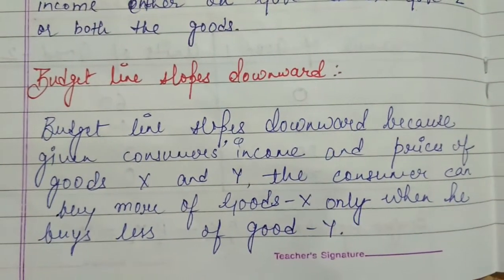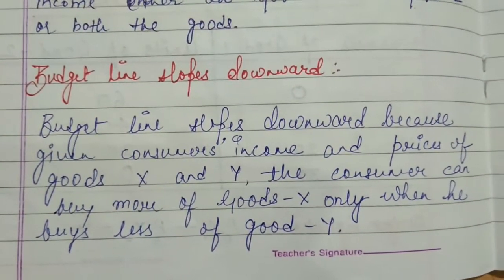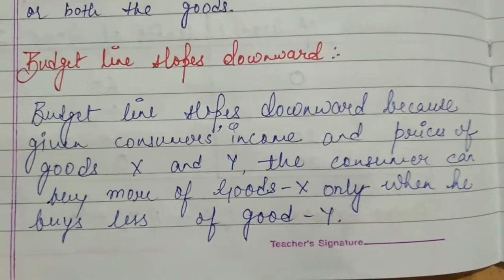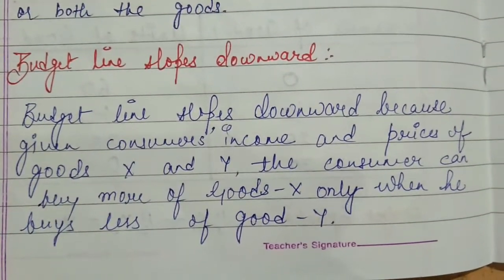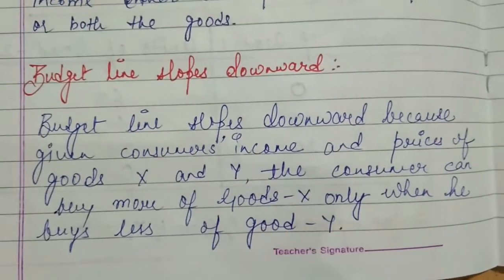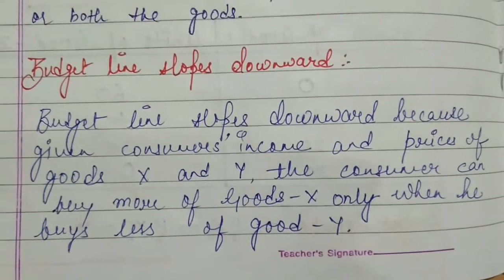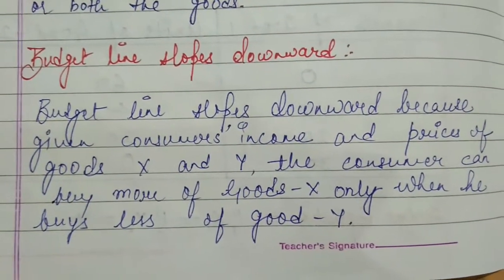This time, I'm back with the topic budget line, which we have discussed. Now, for the extension of the topic, that is budget line slopes downward. As you can see, I've given the heading budget line slopes downward. Why does this budget line slope downward?